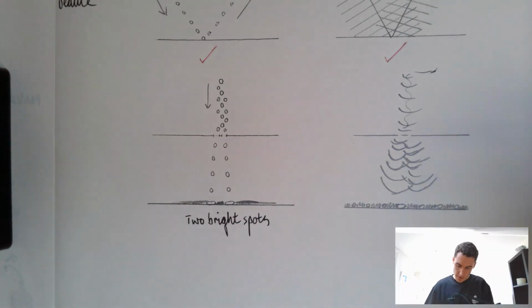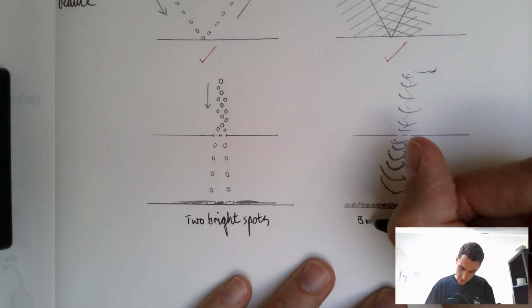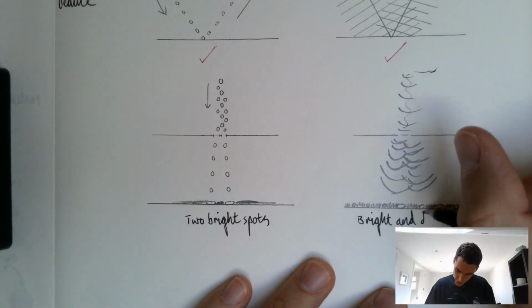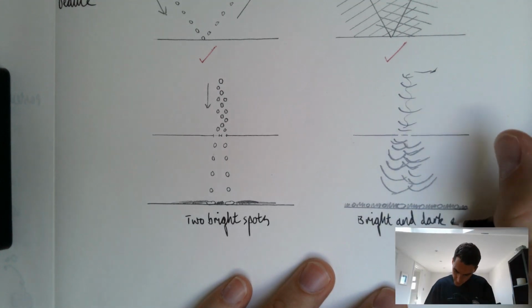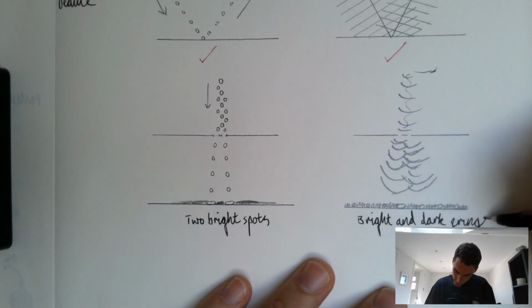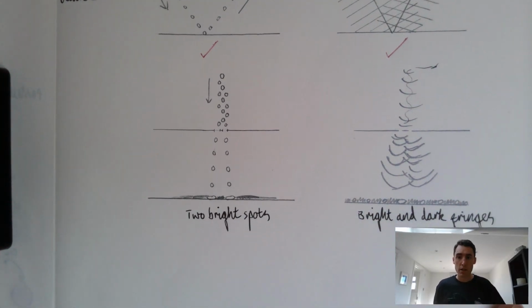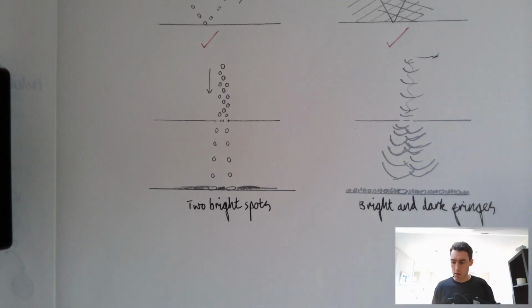So you might say something here like bright and dark fringes. And again, the visualizer is hard to represent some of these phenomena. That's why video in this case is really, really good. And what's the point? Why have we gone through all this with Year 7 students?